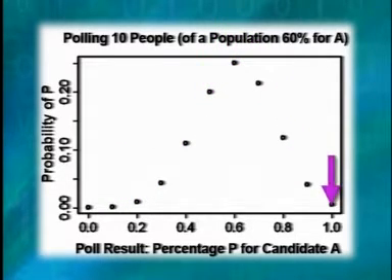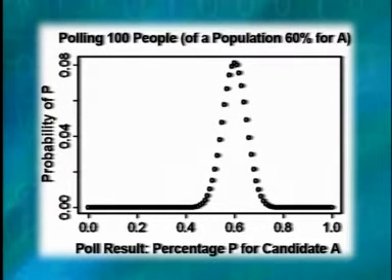9, and 10. So if you choose just 10 people and ask them, you can see that it is rather likely that you'll get between 4 and 8 people for candidate A if the reality is that in the population 60% are for candidate A. But look what happens if we take a larger number of people.